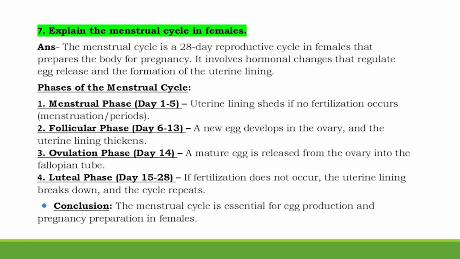2. Follicular phase, day 6 to 13. A new egg develops in the ovary, and the uterine lining thickens. 3. Ovulation phase, day 14. A mature egg is released from the ovary into the fallopian tube. 4. Luteal phase, day 15 to 28. If fertilization does not occur, the uterine lining breaks down and the cycle repeats. Conclusion. The menstrual cycle is essential for egg production and pregnancy preparation in females.